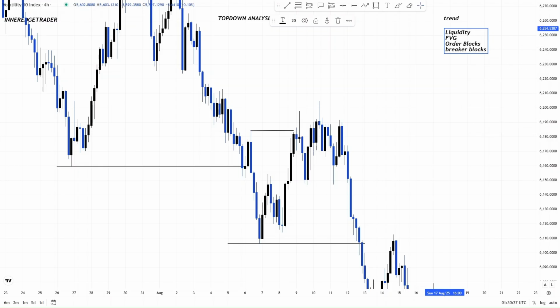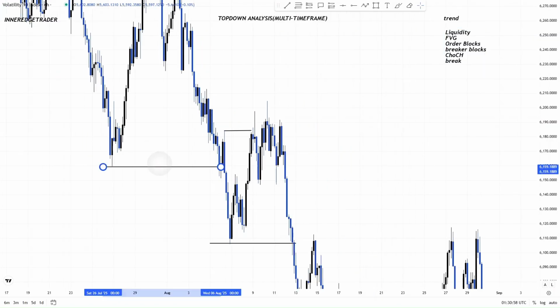So you take note of these three things when you're analyzing. I think I have to add some change of character and break of structure. And a break, just let it be a break. A break is a break of structure. You keep this in mind when you're analyzing the chart.